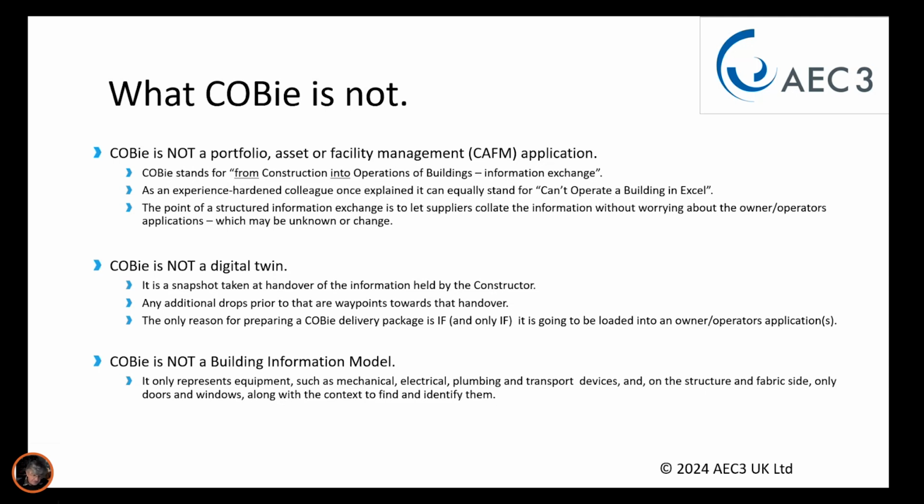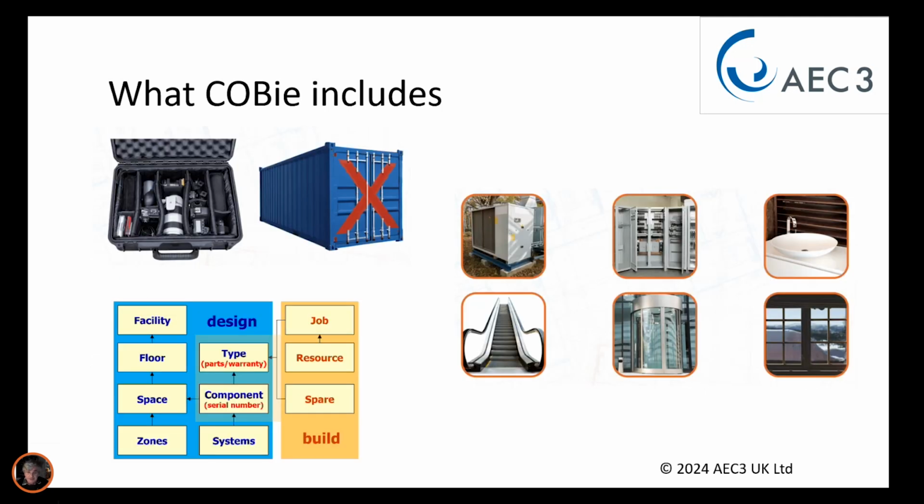I suppose the other thing to say is that COBie is not a building information model. It only represents one thing, if we really summarize it, and that's equipment. Now, equipment comes in many forms, but its main characteristic is that it needs to be operated and maintained. And so we can look at what COBie includes, and I can make some points.